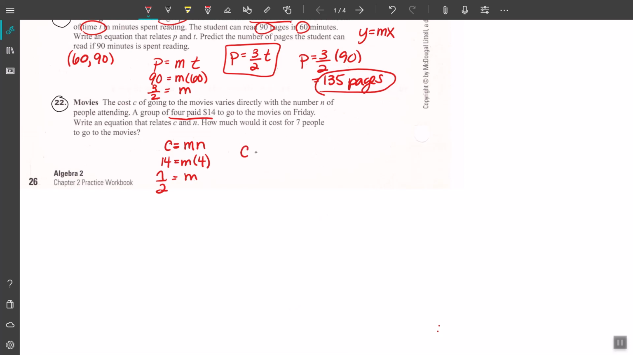So I'm going to take that number and then you will evaluate for that last part: how much would it cost for 7 people to go to the movies? So you would put in 7 for your N and calculate that out. And you will get $24.50.